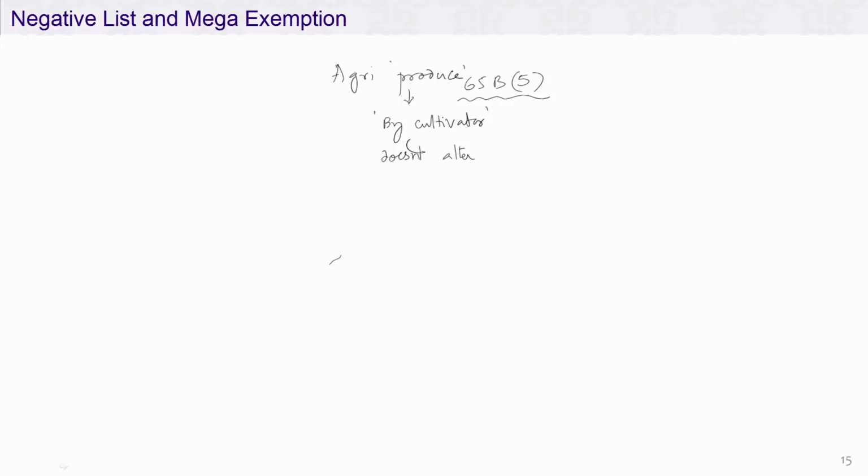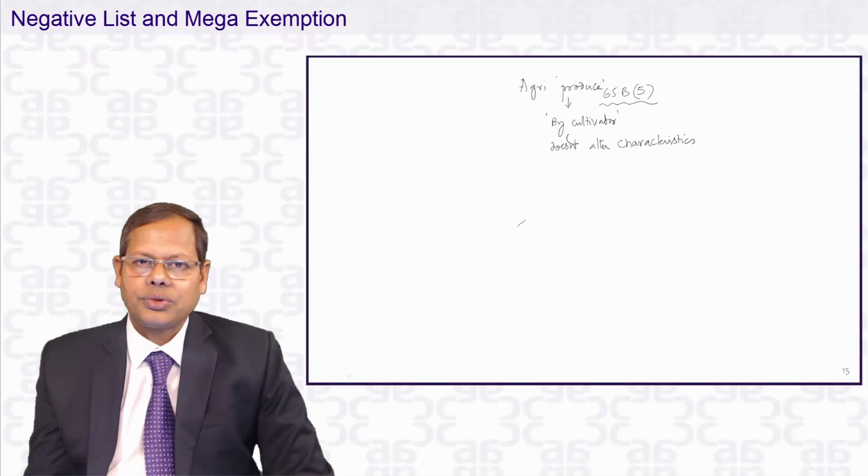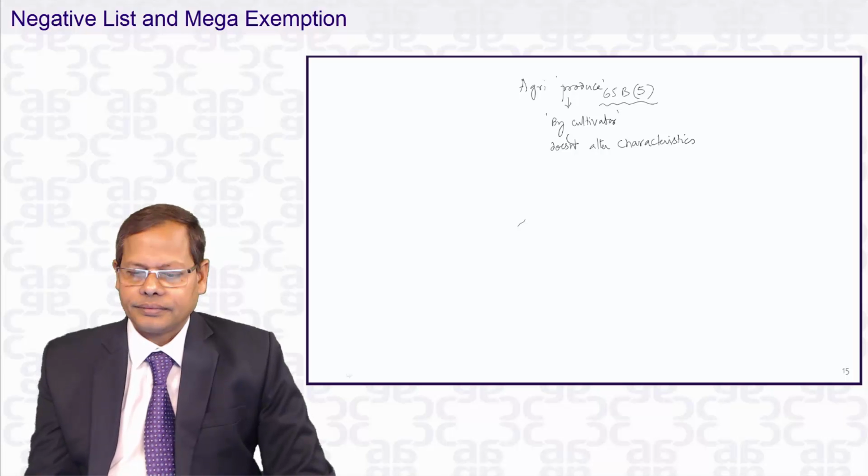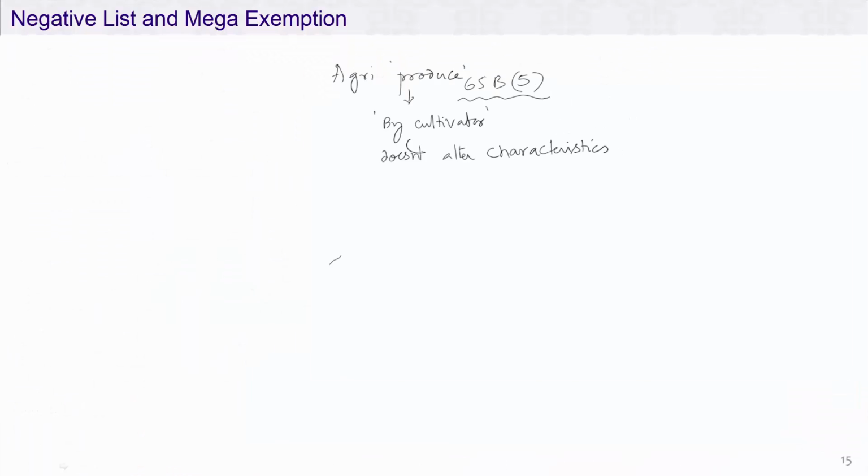And it doesn't alter its characteristics, its features. There is no change in their features. Jute is jute, sugarcane is sugarcane, tobacco is tobacco. So it doesn't alter its characteristics and is normally meant for primary market, not for secondary market. So if all these features are available, you can say this is an agricultural produce.